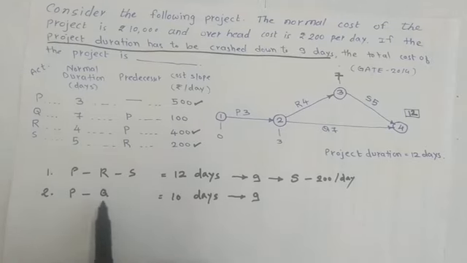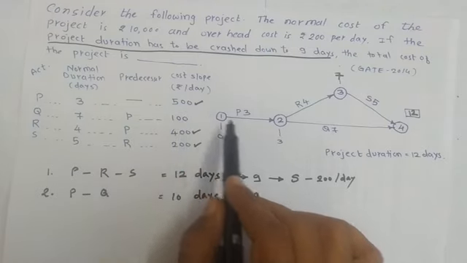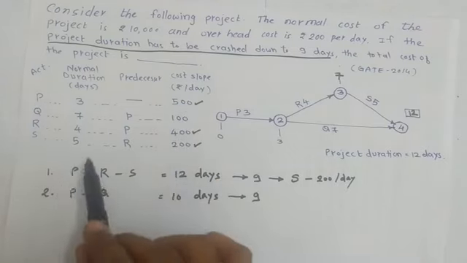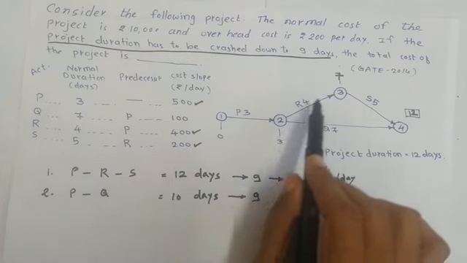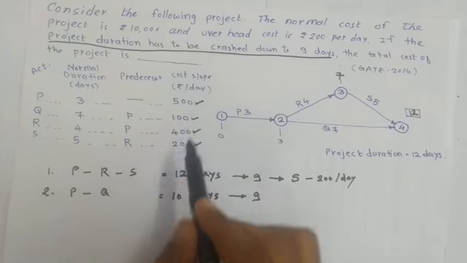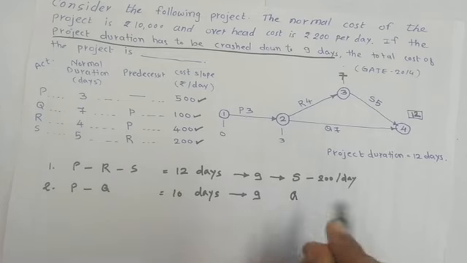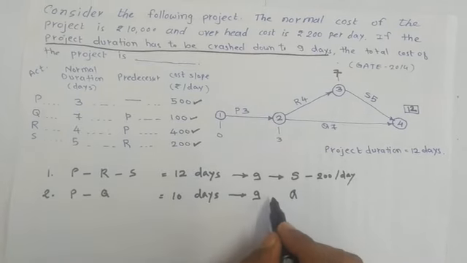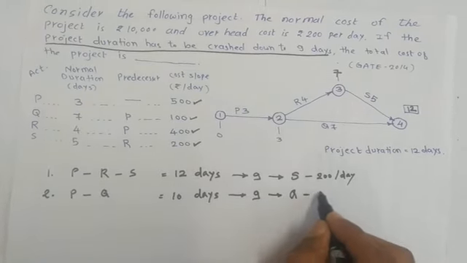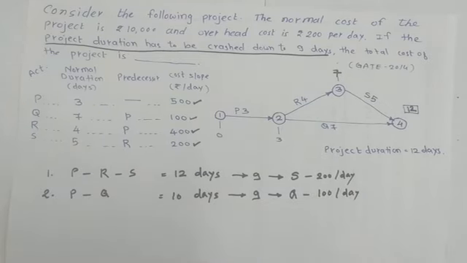And in path P to Q, P is having 500 rupees. It is a common activity, but even though if we crash S in the first critical path and in the second path we crash the Q, the increase in the cost is 300 per day at maximum: 200 for the first path and 100 per day for the second path. So there is no need to crash the common activity.